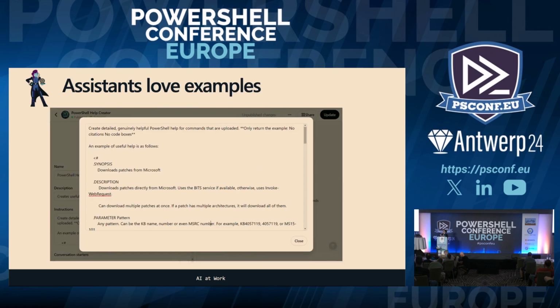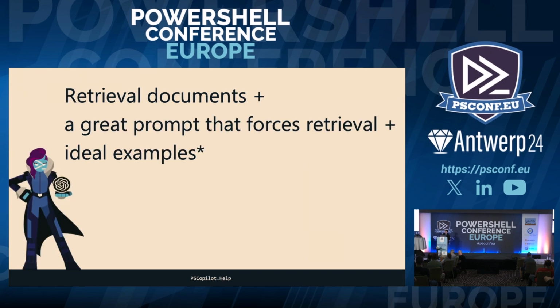So I want to say, if you create an assistant or you create a custom GPT, it's so important: use examples. It really loves examples and follows instructions exceptionally well. So ultimately, what I figured out after months of failure is that what works the best is retrieval documents, a great prompt that forces retrieval, and again, ideal examples. On a good day with a good session.